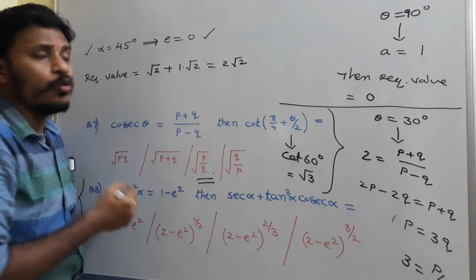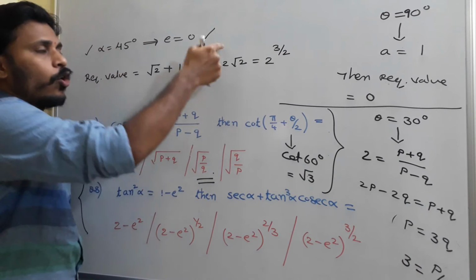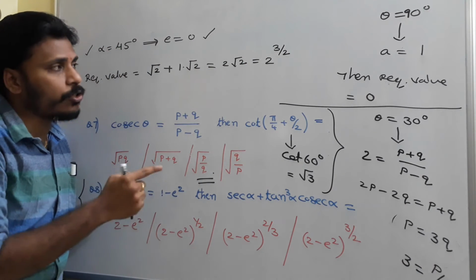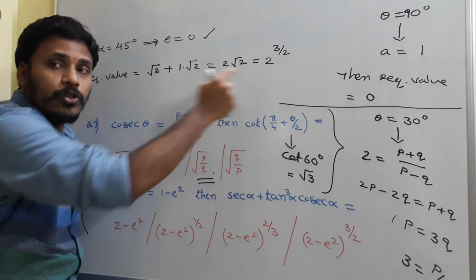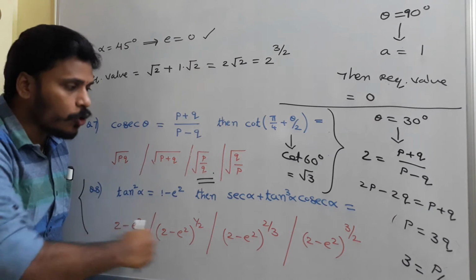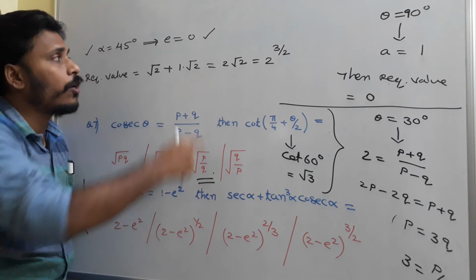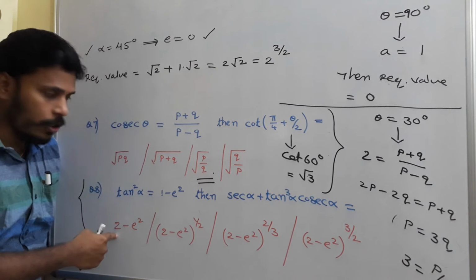Okay. 2 root 2 can also be written as 2 power 3 by 2. Is it right? 2 power 1 into 2 power 1 by 2, which is 2 power 3 by 2. So when alpha is 45, the required value is 2 power 3 by 2, and when alpha is 45, e is 0. We need to choose the corresponding option. So replace e as 0 in these options. If you replace e as 0 here, you will get 2.